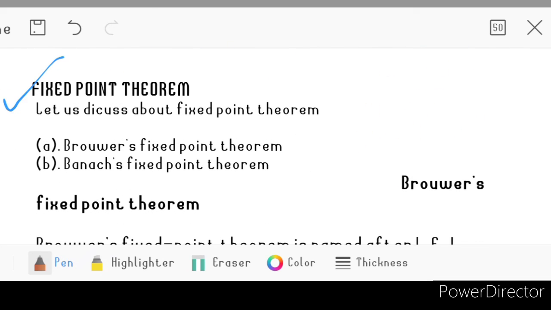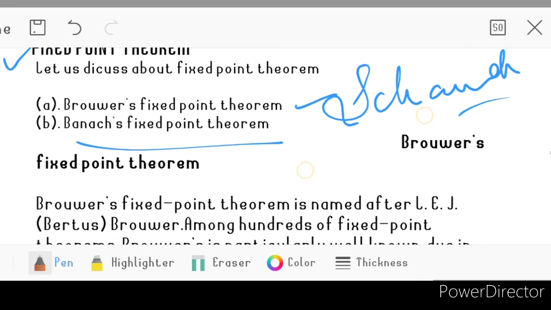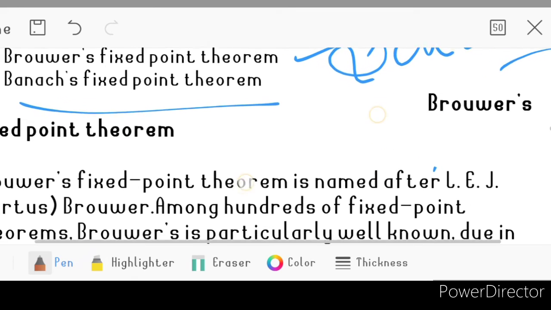Next is the fixed point theorem. We have two fixed point theorems. You can even say that we have Schauder's fixed point theorem also, and we will discuss it because it is a generalized version of Brouwer's, so we will see that also.